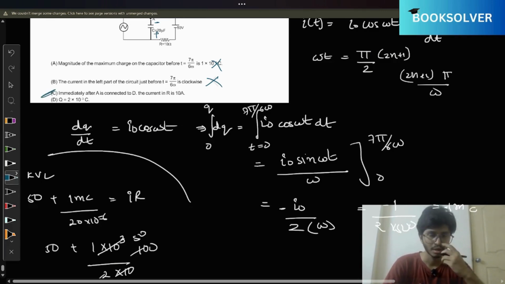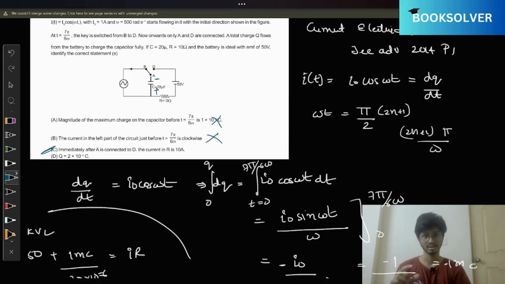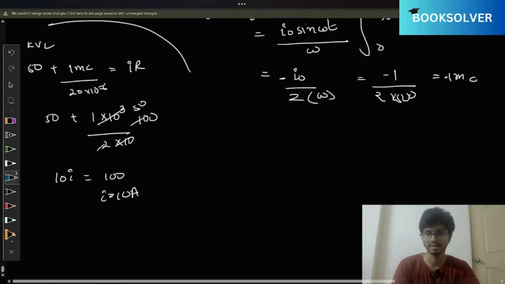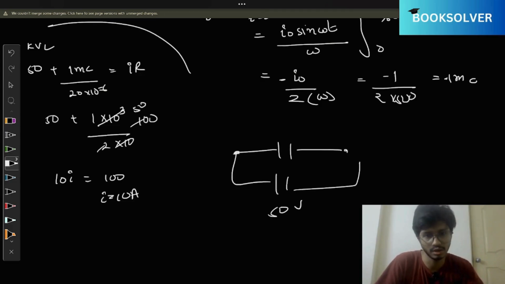Now the charge passed through the battery, that's what capital Q is. That implies initially whatever the charge that is present at the capacitor, minus the charge that is present after a long time, will give you the answer. After a long time, the capacitor behaves like an open switch, but it has a potential difference across it, which will be 50 volts.